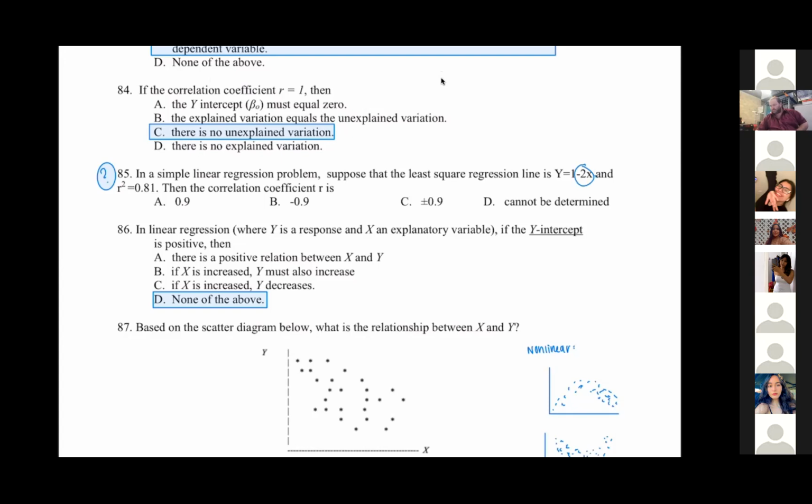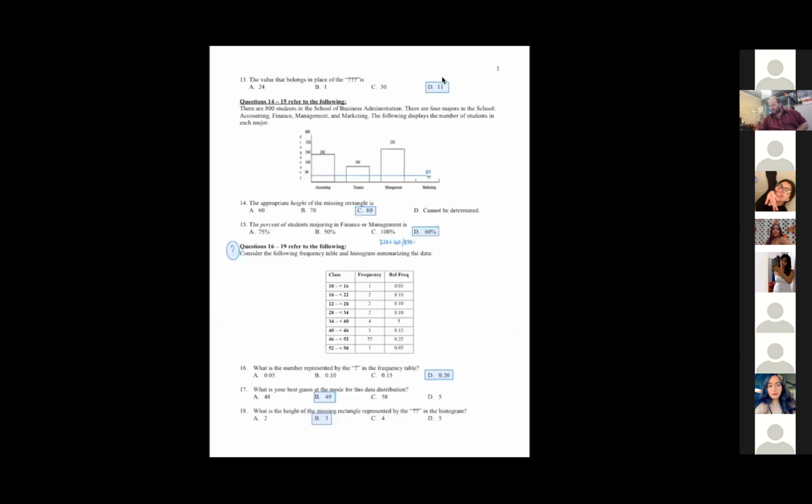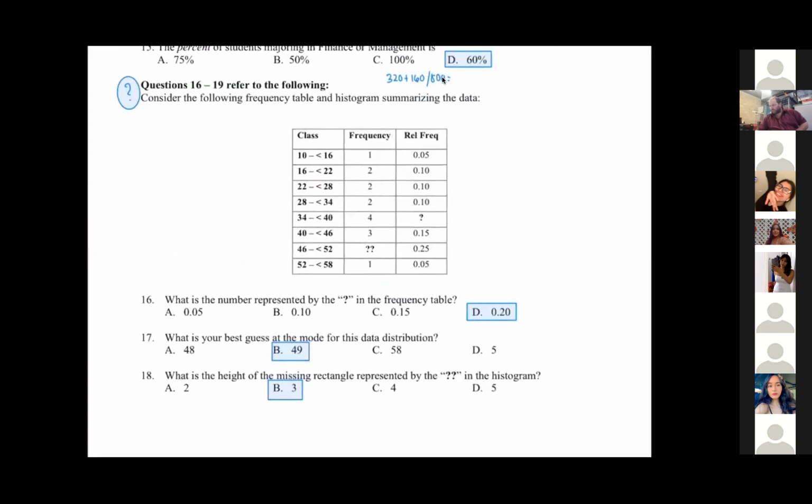Okay, this one. Previous to the other question, I know you said that they add up to one. Yeah. So they put A, but if I add it to one, the missing would be 0.2. Wait, so which one are we on right now? Number 16. What is the number represented by the question mark in the frequency table?